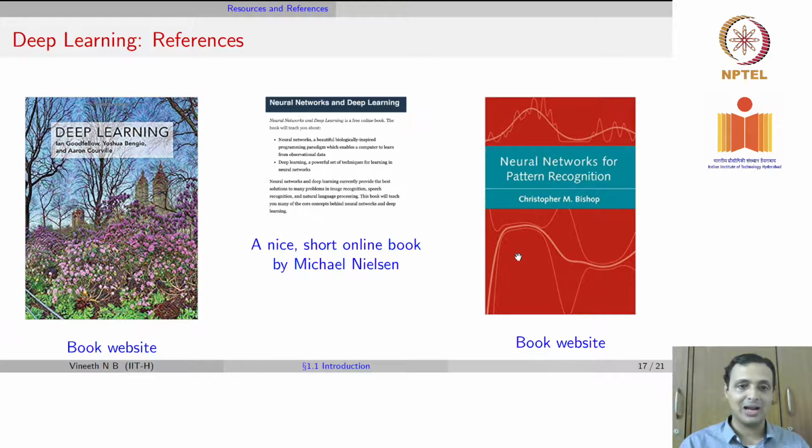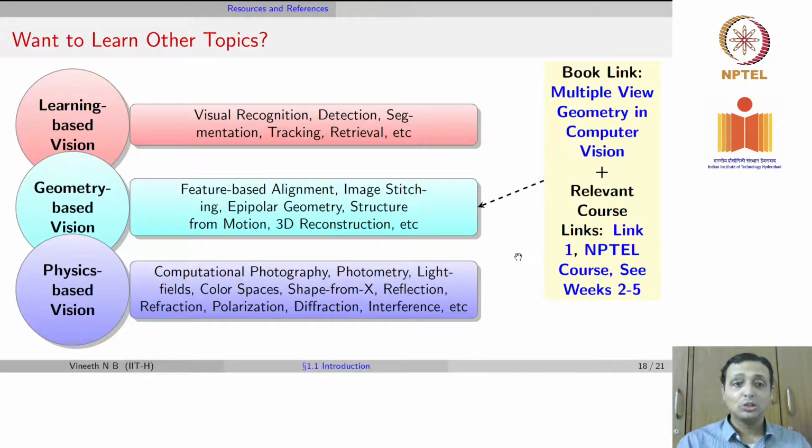So if you wanted to learn geometry based vision, I said that the course is focused on learning based vision. So if you want to learn geometry based vision, what do you do? There's a very nice book called Multiple View Geometry in Computer Vision. It's again linked here. Please do take a look at that book if you want to learn. And there is also a course on NPTEL for geometry based vision. Please click on this link for these weeks in that particular course if you want to learn a little bit more about topics in geometry based vision.